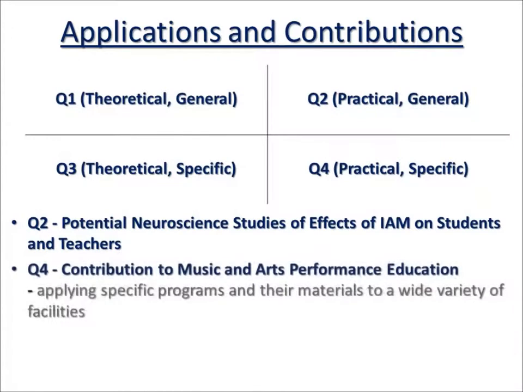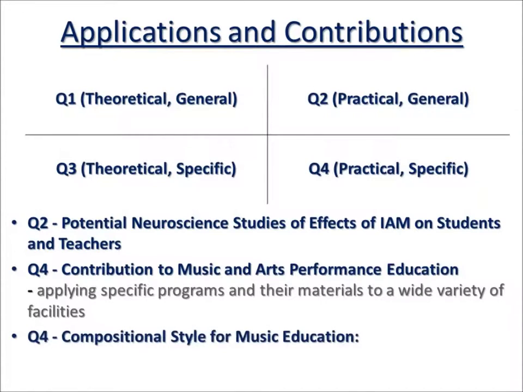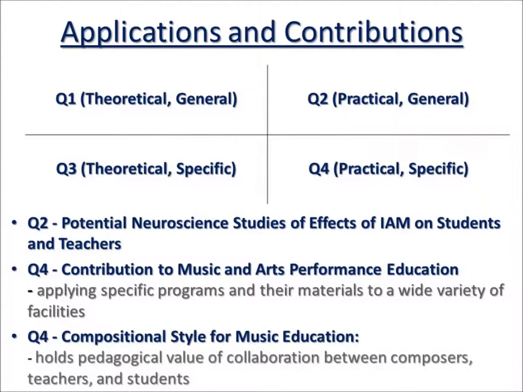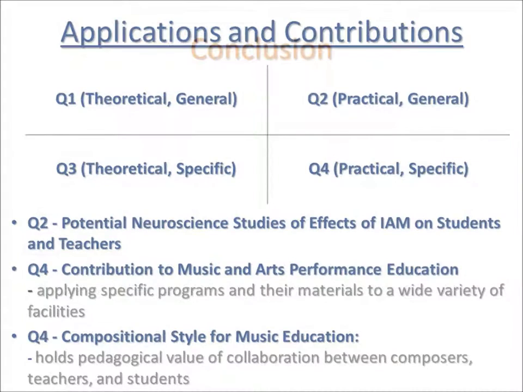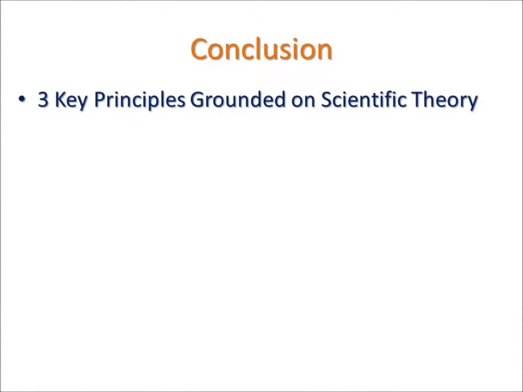In Quadrant 4, there is a contribution to music and arts performance education, applying specific programs and their materials to a wide variety of facilities, creative or skill-based subject areas, and their synthesis in participant groups or individuals. In Quadrant 4, I also contribute a compositional style for music education, which holds pedagogical value of collaboration between composers, teachers, and students. In conclusion, 3 key principles were proposed and grounded on research studies in neurology, physiology, psychology, sociology, and pedagogy to explain observations of pedagogical effectiveness in real-world IAM programs.